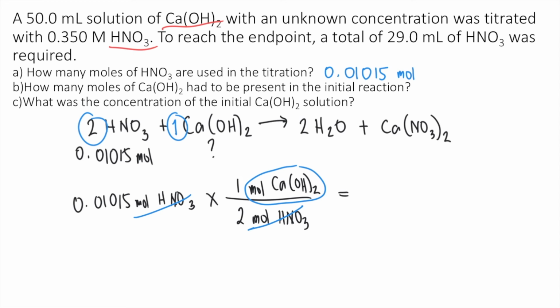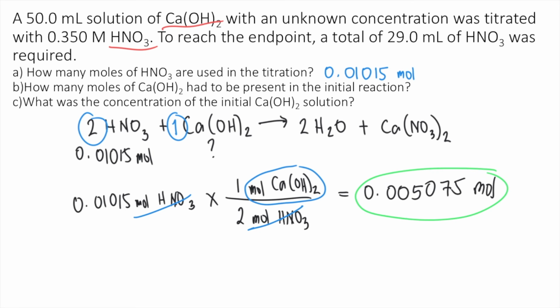So basically, it's 0.01015 times 1/2, or divided by 2. So the moles of calcium hydroxide, if you solve this using your calculator, this is 0.0050075 moles. And this is the answer to part B.